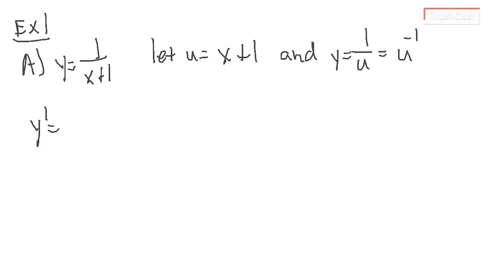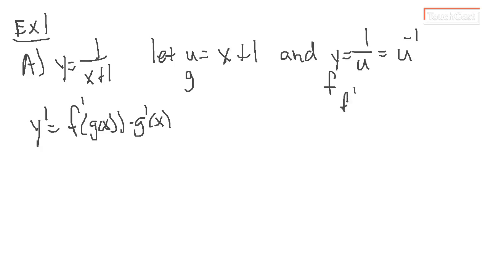Y prime is going to be, well, let's just think of the chain rule. We've got f prime of g of x times g prime of x. Now, we can think of u in a way as g and y as f. So if we're trying to find the derivative of this function, let's find the derivative of both our u and our y. Well, f prime is going to be negative u to the negative second, and then g prime is going to be 1.